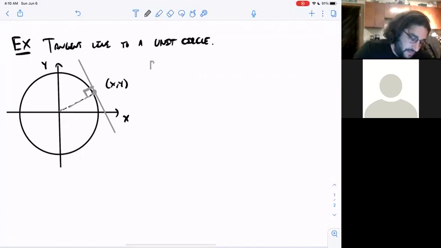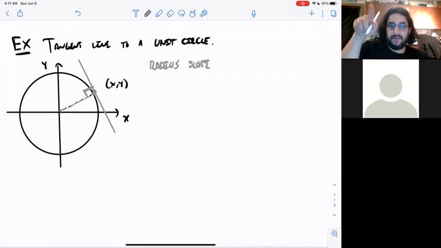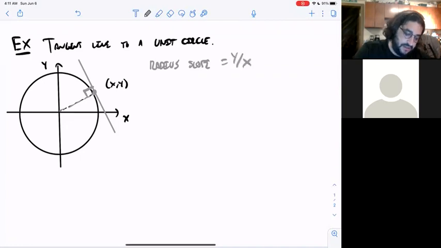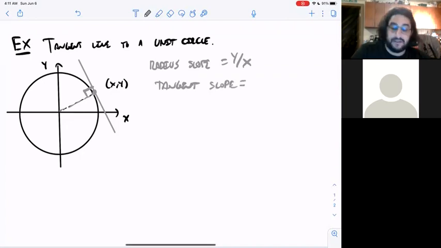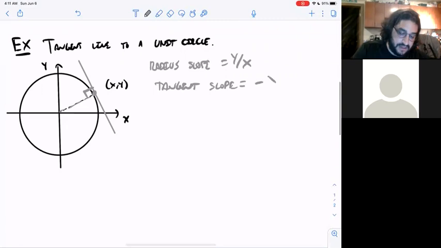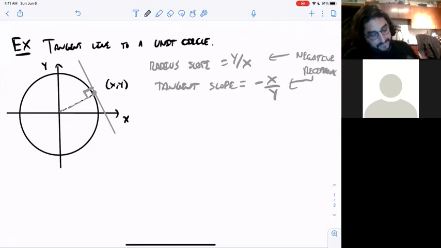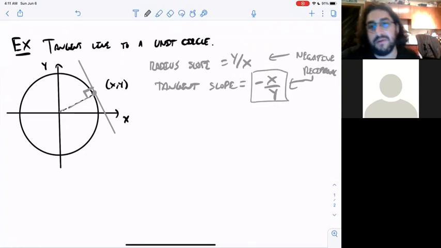So here you could say, okay, the radius slope, well, the point is x comma y. So the radius slope is y over x. So the tangent is perpendicular to that. So the tangent slope should be the negative reciprocal of what we just wrote down, right? Because how do you do a perpendicular? You take a negative reciprocal. So that's the slope of the tangent line to a circle. There we go. We just solved the tangent problem on the circle just with geometry, right?